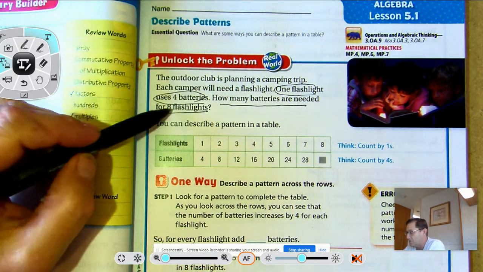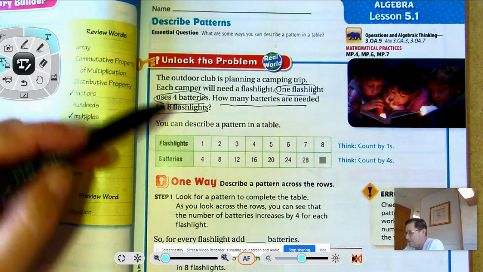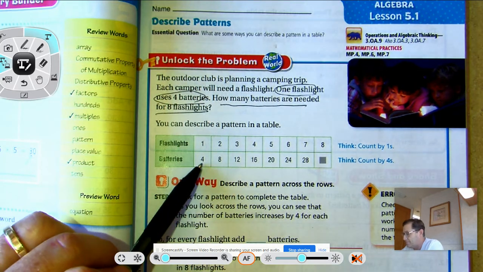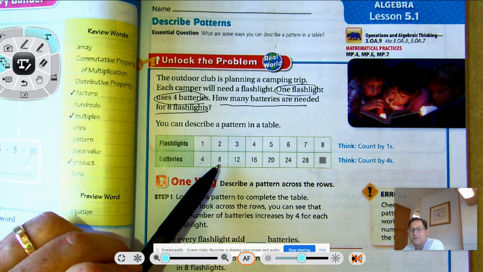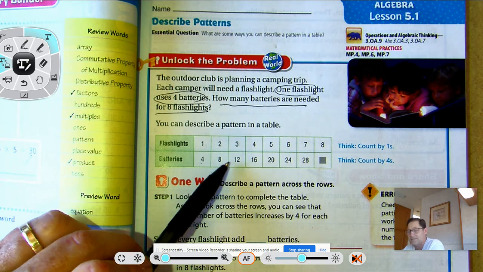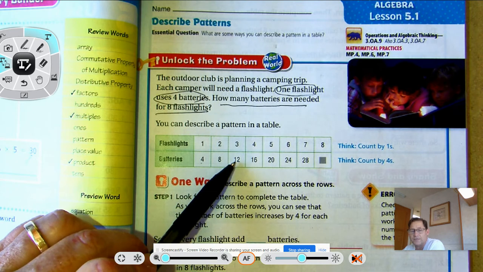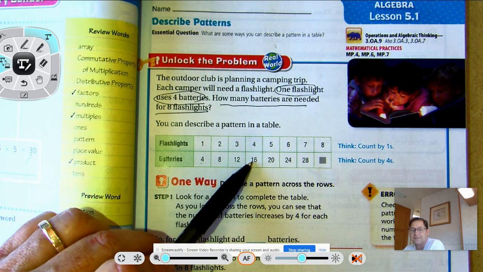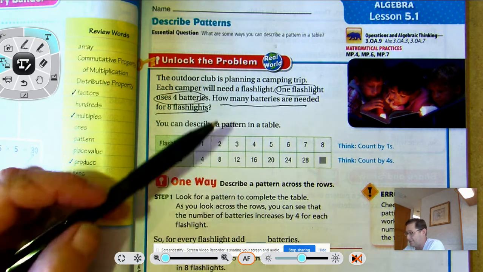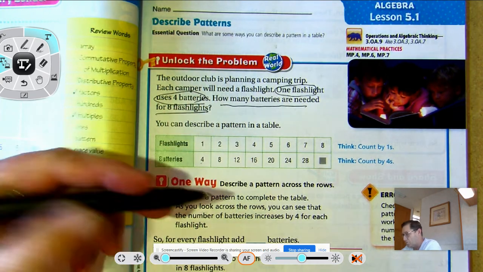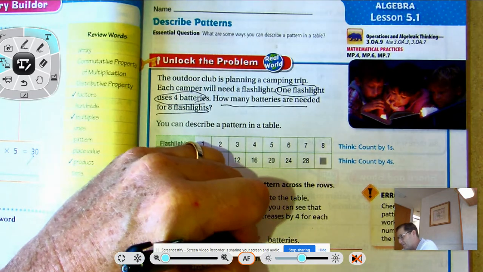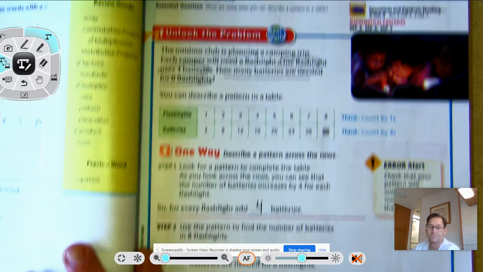Okay, so the question was how many batteries are needed? Well, let's look. It goes from 4 to 8. Well, that's an increase of 4, right? From 8 to 12, that's also an increase of 4. 12 to 16, that's an increase of 4. And that makes sense because every flashlight uses 4 batteries. So for every flashlight, we're going to add 4 batteries.